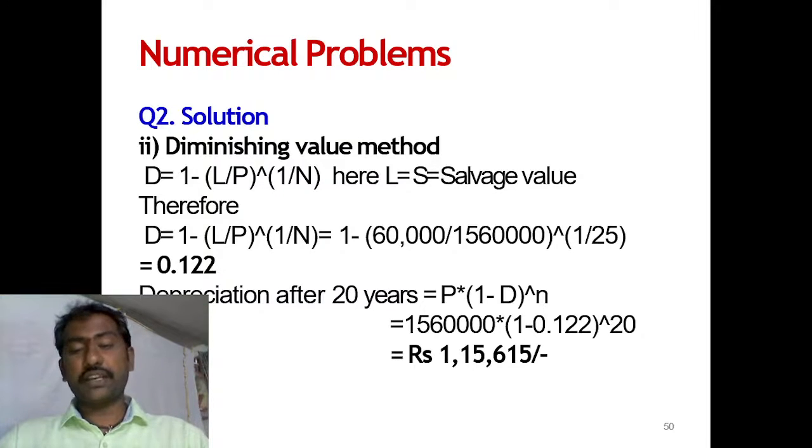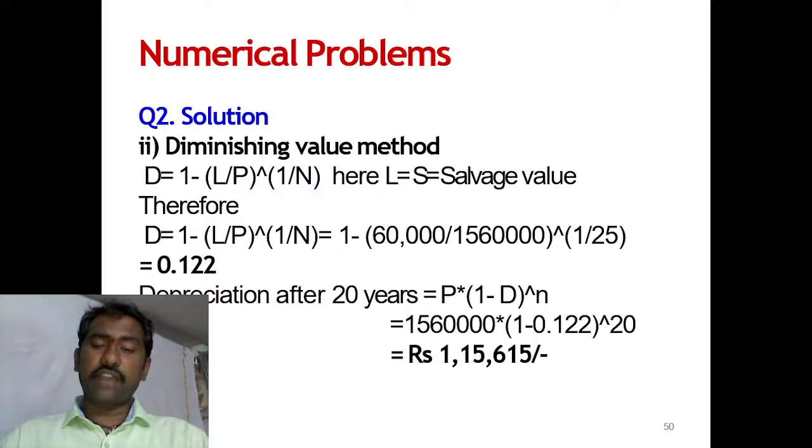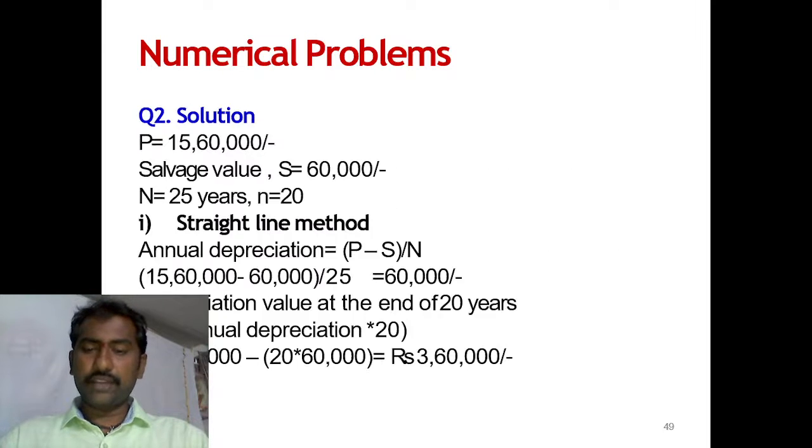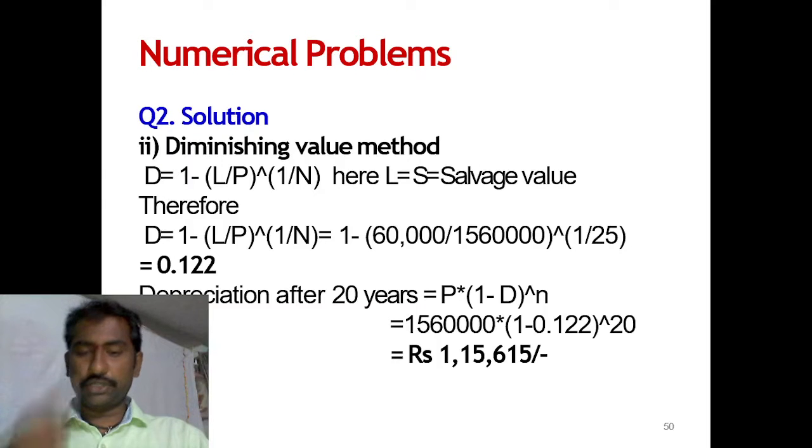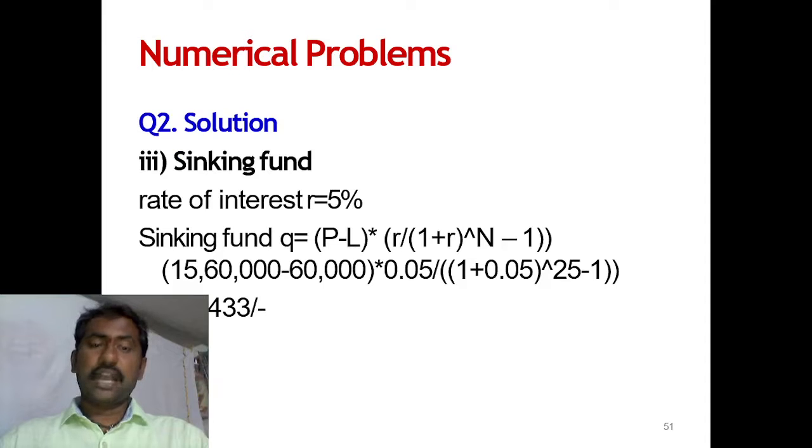and by using this D value, we can find the depreciation after 20 years by using the formula P into (1 minus D) whole to the power of n. Then the depreciated value is 1,50,615. So in the previous, 3,60,000 depreciated value. So now 1,15,615. And sinking fund method.